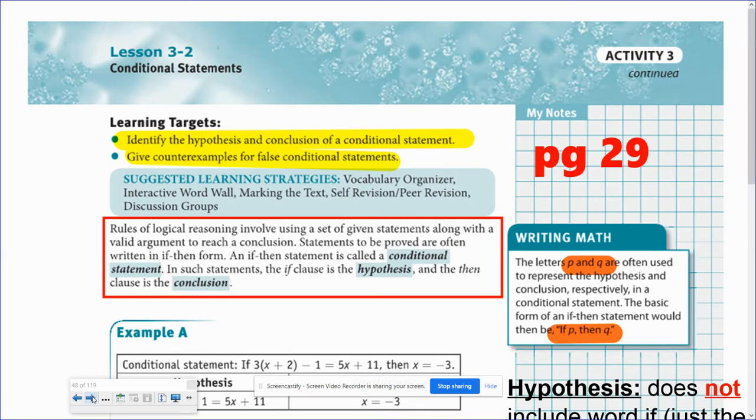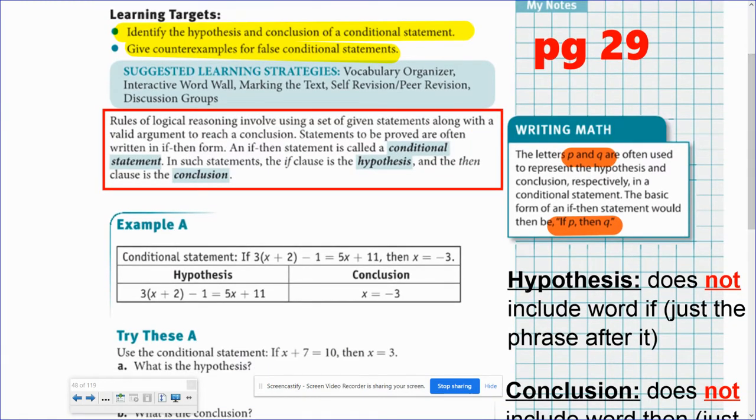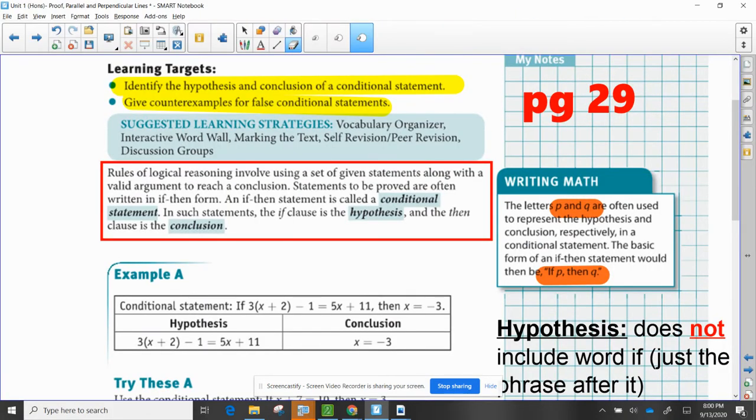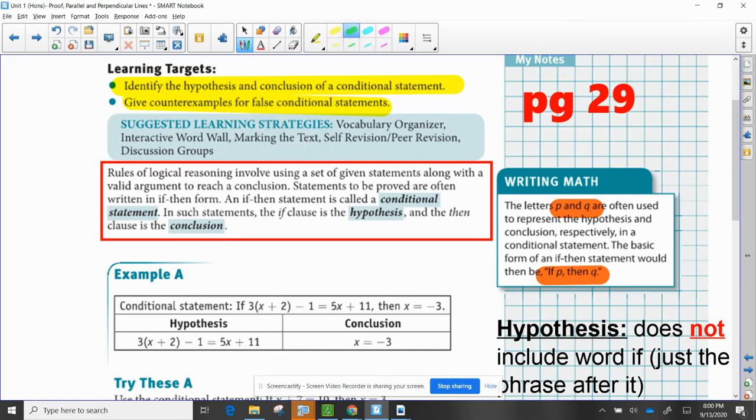So going over our targets really quick, we're going to be identifying the hypothesis and conclusion for a conditional statement. And then we're going to be able to give counter examples for false conditional statements. Okay, so we're on page 29 here. So let's talk about actually what a conditional statement is then. Okay. So a conditional statement is an if-then statement.